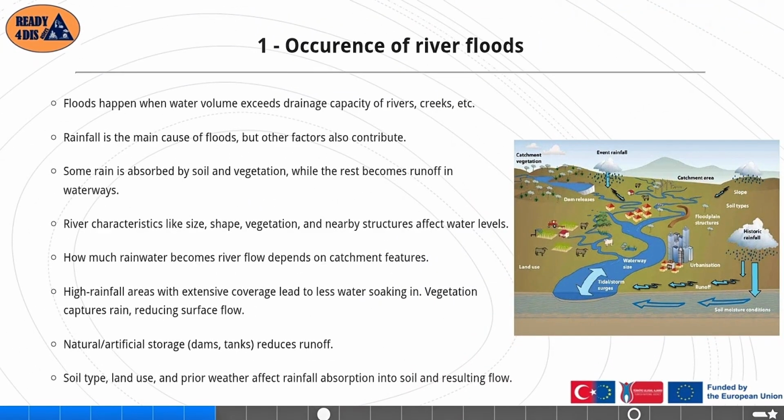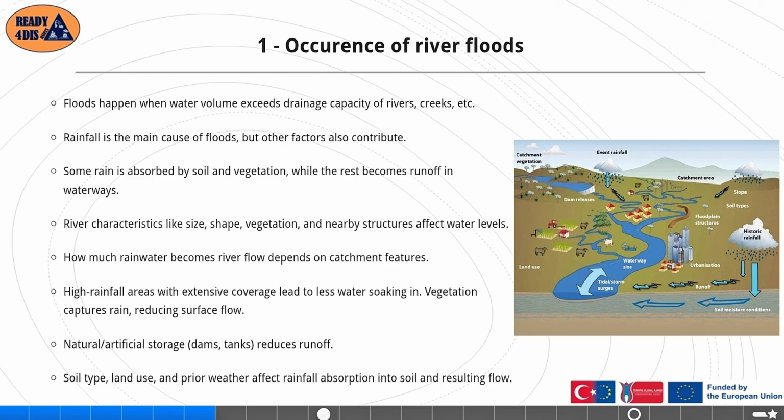River floods occur when the volume of water exceeds the drainage capacity of rivers, streams, or creeks. While rainfall is the main cause, other factors play an important role. Some rainwater is absorbed by soil and vegetation, but the rest flows directly into rivers as runoff. River characteristics, such as size, shape, vegetation, and surrounding structures, also influence water levels. The more developed or paved a catchment area is, the more runoff it creates.